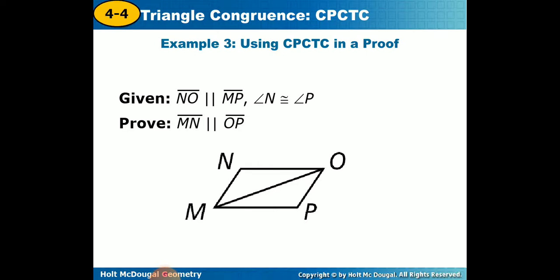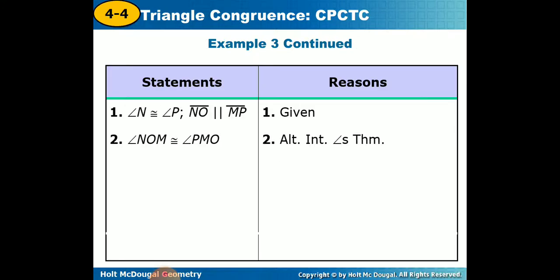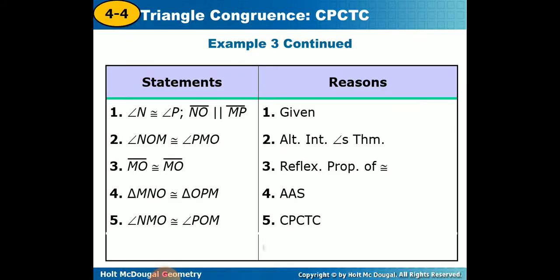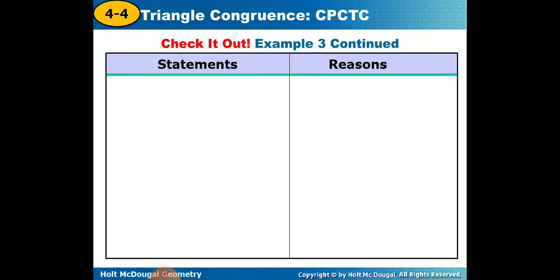Using CPCTC in a proof, but we don't have the proof. He asks me here to prove that MN is parallel to OP. But we don't have the proof. It's not for you, the proof. Okay, guys? Okay.